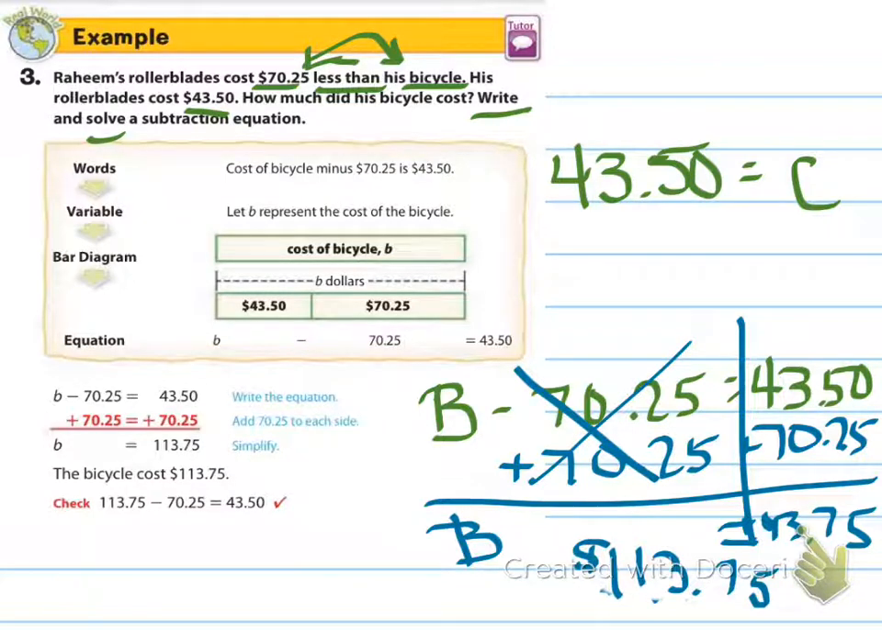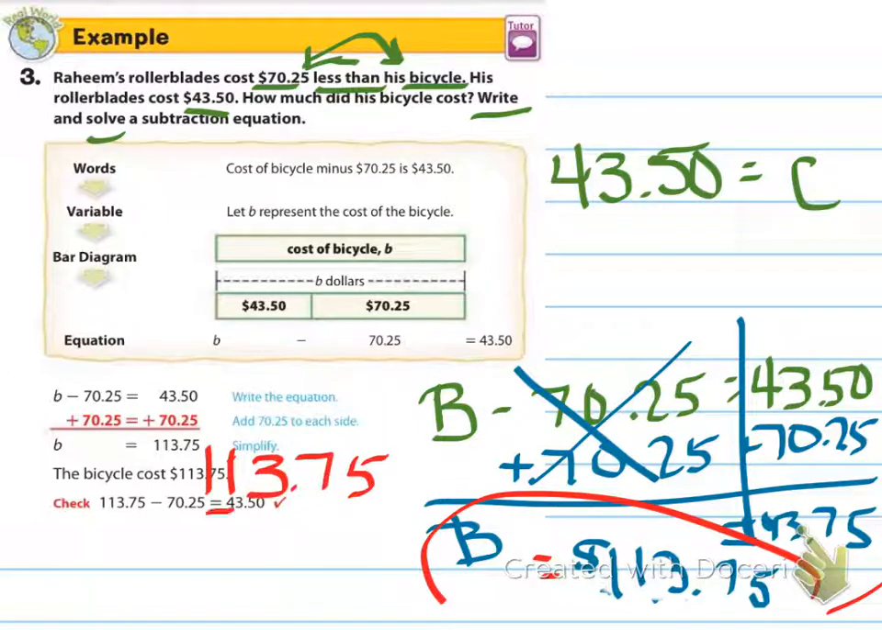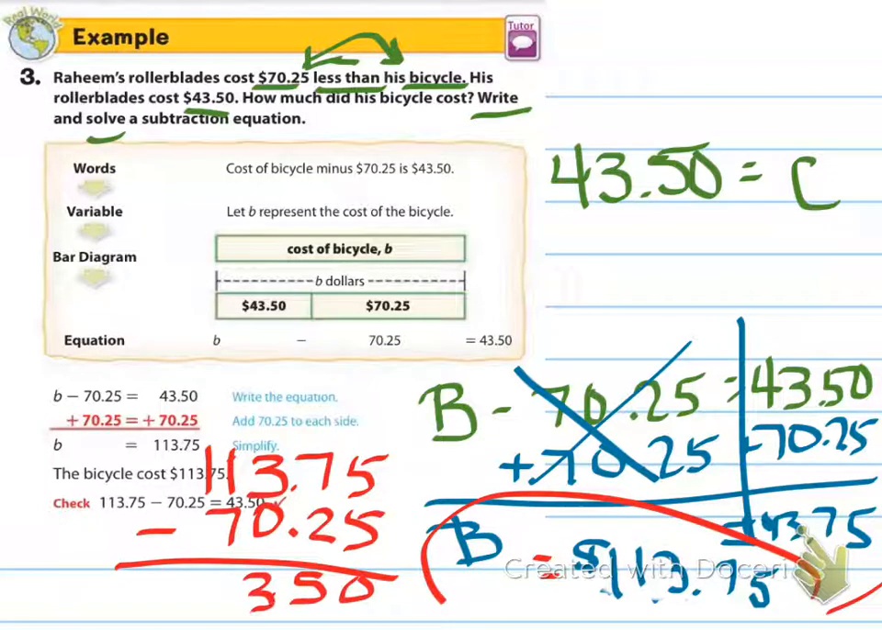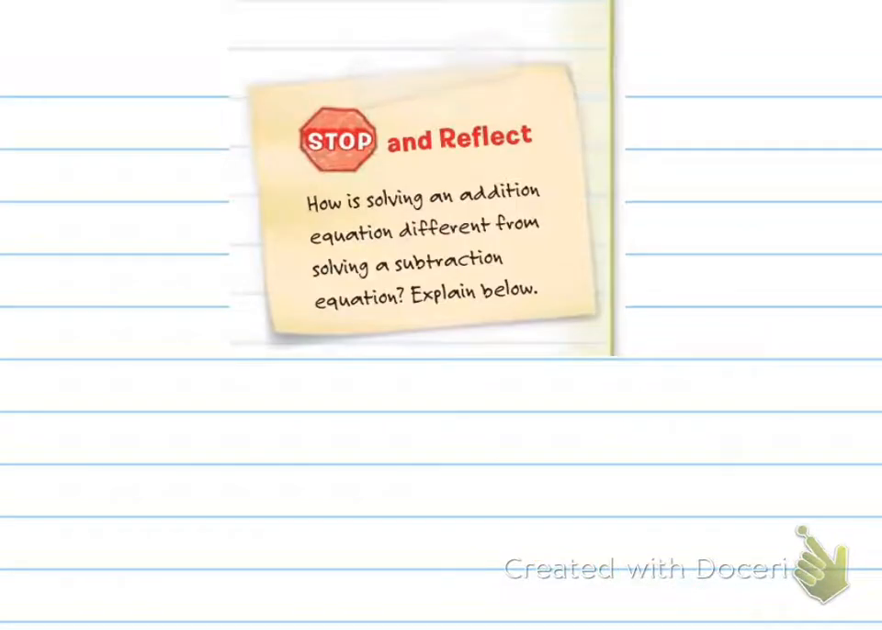So I'm going to come over and check my work. Remember, this is my answer. So it's B minus $70.25. I'm going to subtract that. And we get $43.50, which is the price of the rollerblades. So we checked our work. So those T-charts keep things in a nice clear order.